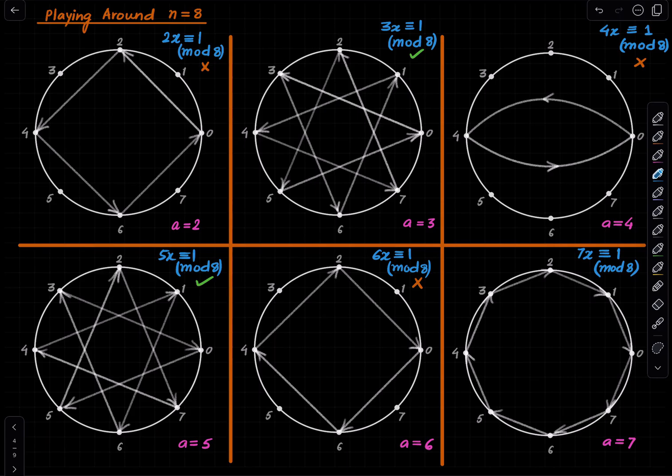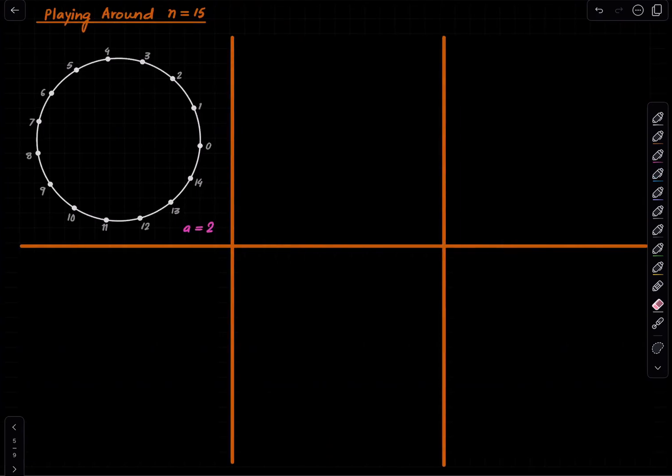We'll do more examples. This time we have taken n as 15, a as 2. Let's see what happens. So our congruences, like in the previous page, we start our journey at 2, then we keep adding 2. 14 plus 2 is 16, which is same as 1 modulo 15. And yes, therefore we do reach 1 and we have a solution, but let me complete the trajectory. Great.